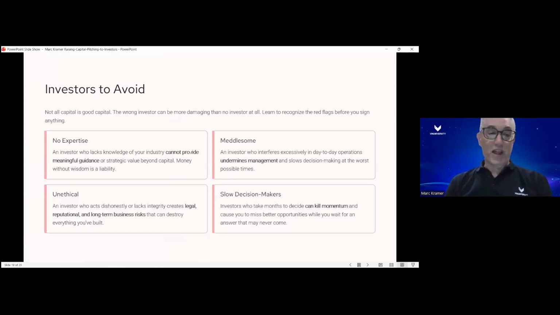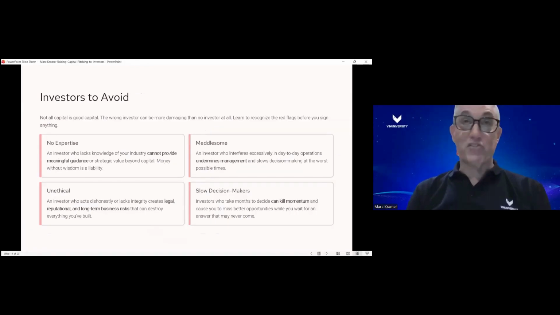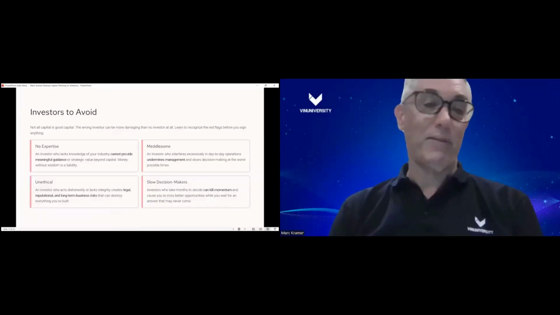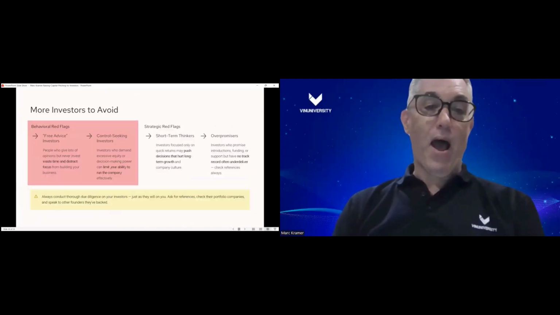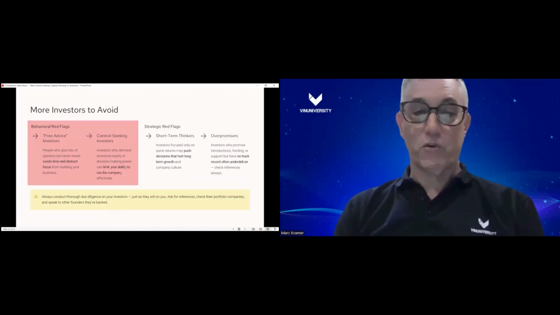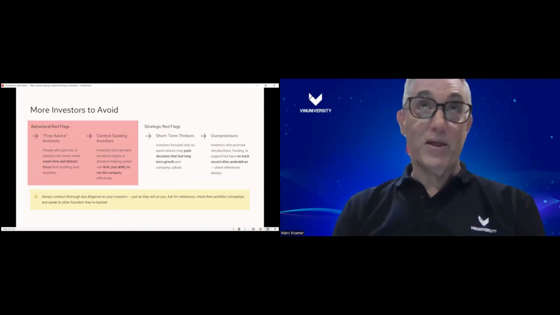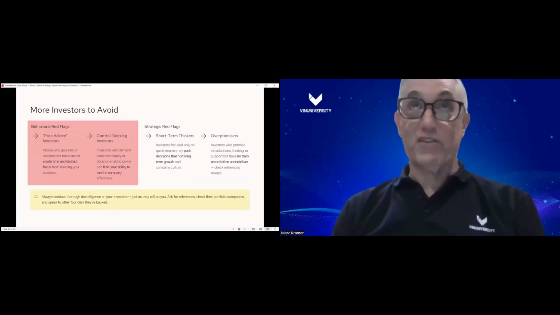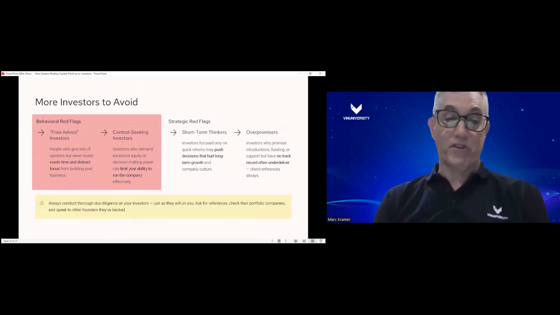Avoid investors who have no expertise, who are unethical or meddlesome. I had a client whose investor was calling all the time asking how's it doing, when am I going to get a return on my money? You don't want that. More investors to avoid are ones who are always providing free advice, who want to get in and control things, or who overpromise and underdeliver. I had a client who kept being told they were going to get $1 million from the investor. They stopped looking to raise money, and the person only invested 200,000.